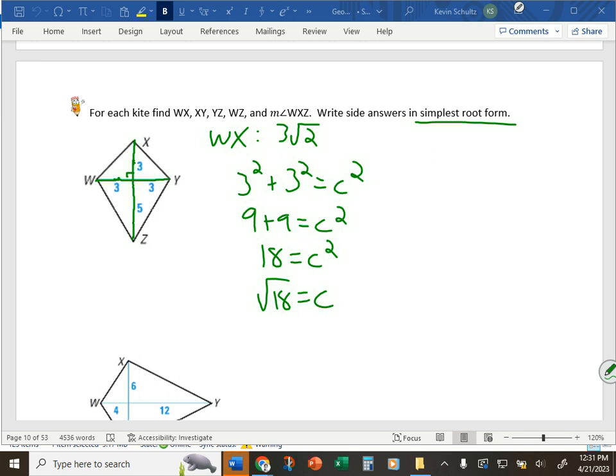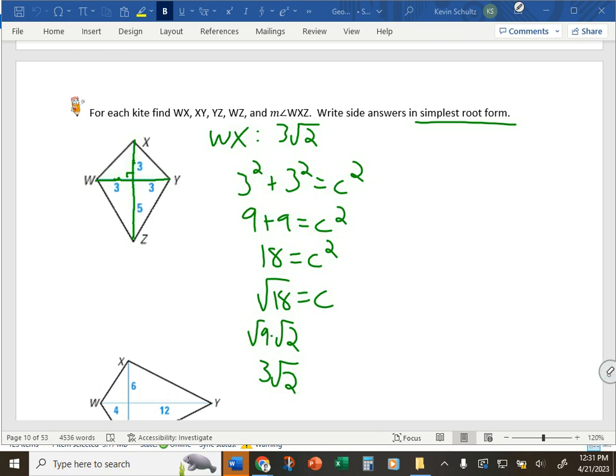The factors are 9 and 2, right? Root 9 times root 2, or 3 root 2. So either way works, but you do need your answers in simplest root form. The most efficient way is knowing those 45, 45, 90 relationships, okay? But if you didn't, the Pythagorean theorem also does get you there. It's just a lot more steps. All right?